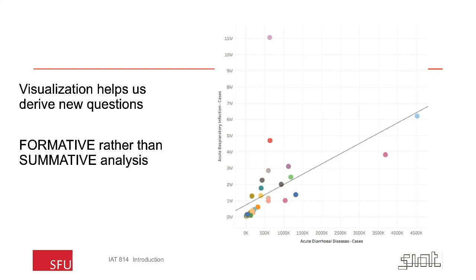So in this case, we see a plot of the occurrence of acute diarrheal diseases on the horizontal axis and the number of acute respiratory infection cases on the vertical axis. One interesting thing is that there's a correlation between those two things, with a significant outlier right here, where a significant amount of respiratory infections is present. This is all pre-COVID, by the way, and it would drive a person to investigate why this country or place has a significant amount of respiratory infections that are not correlated with diarrheal diseases.